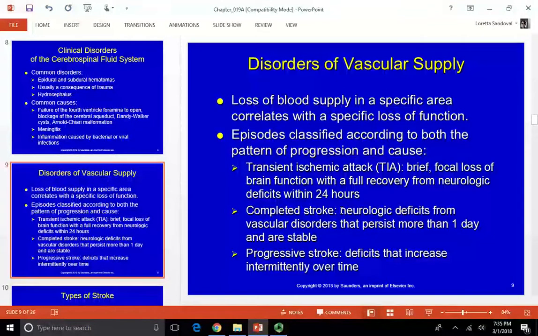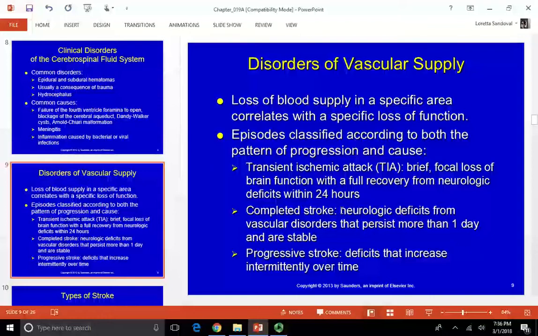So there's a transient ischemic attack, a TIA, which is a brief focal loss of brain function with full recovery from neurologic deficits within 24 hours. What that is, is a clot that temporarily blocks off a cerebral artery, causing those neurologic deficits. And then the clot moves on or dissolves by itself, and you get full recovery. If the clot does not move on or dissolve by itself, then that will progress into a stroke.